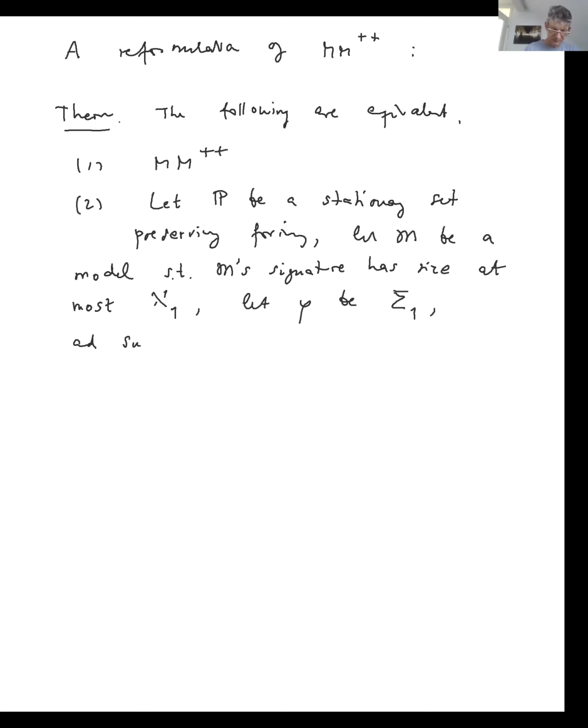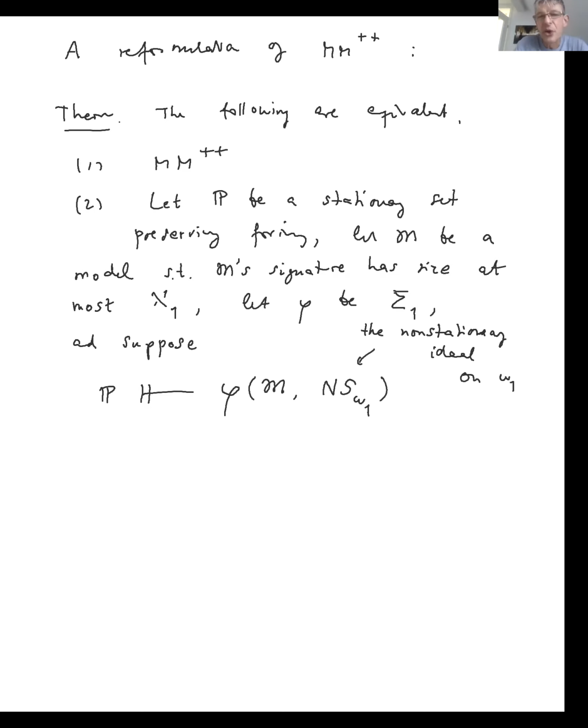And suppose the forcing P forces that phi holds true of M. Now, yesterday we only stated Martin's maximum and not the double plus version. If you want to get an equivalence for Martin's maximum double plus, we need an additional predicate for the non-stationary ideal. So NS sub omega 1 is the collection of all sets which are non-stationary subsets of omega 1. We will talk about this object for quite a while tomorrow and the day after, and in the rest of this series. It's a very important object.